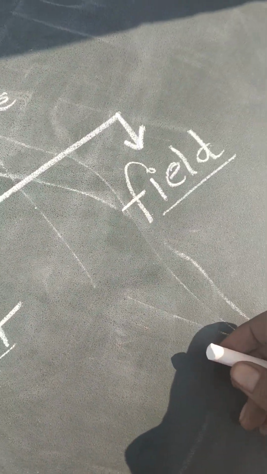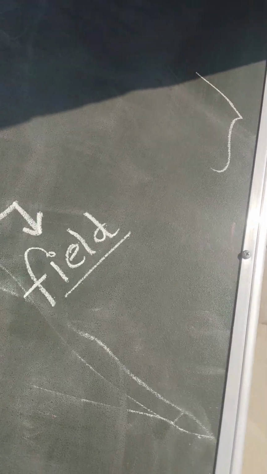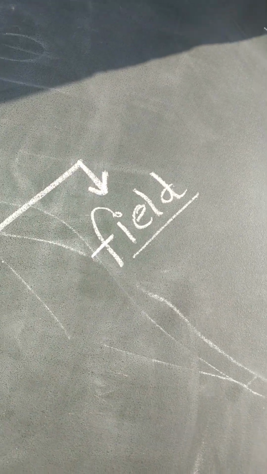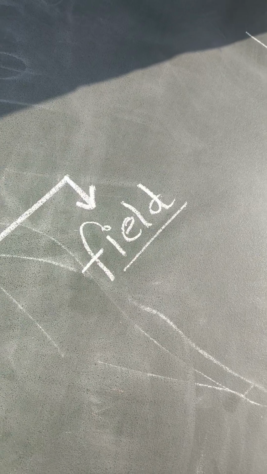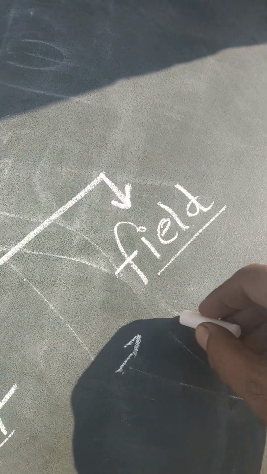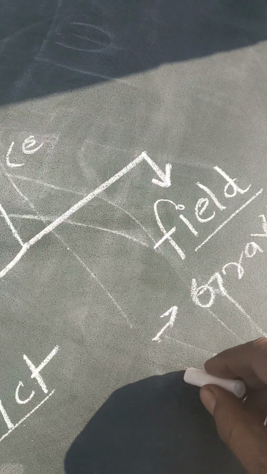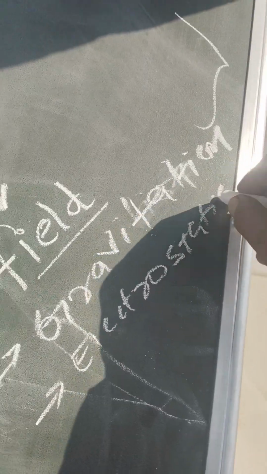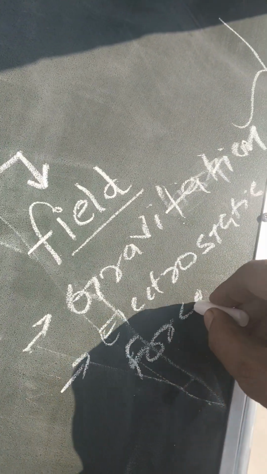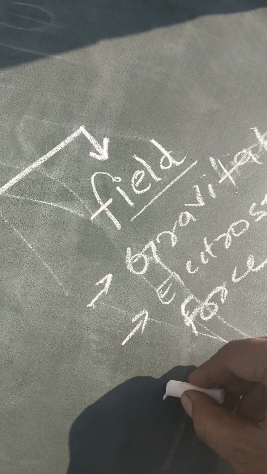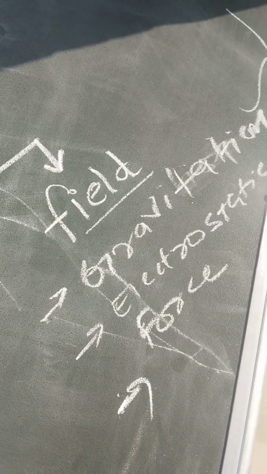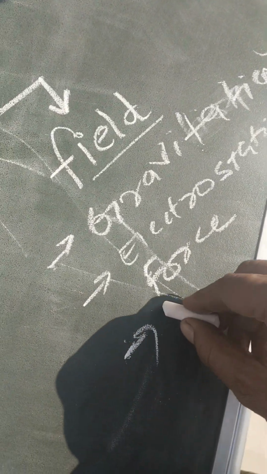For a field force, we have some examples in which bodies are not connected but exert force on each other. For example, gravitational force and electrostatic force. One of the forces that you also, I think, have experienced is a magnetic force.